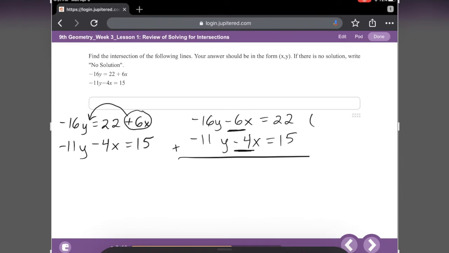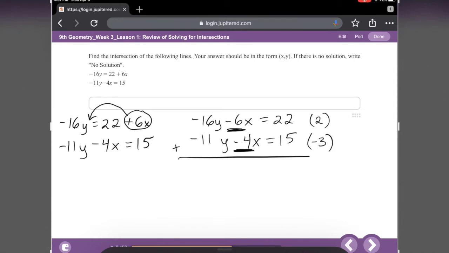So what are the multiples of 6? 6, 12, 18, 24, 30, and so on. Okay, what are the multiples of 4? 4, 8, 12, 16, 20. So we think of, what did they have in common? Well, they had a 12 in common, right? So we can make this one say negative 12, and we can make this one say positive 12. So let's multiply this one by 2, and let's multiply this one by negative 3.